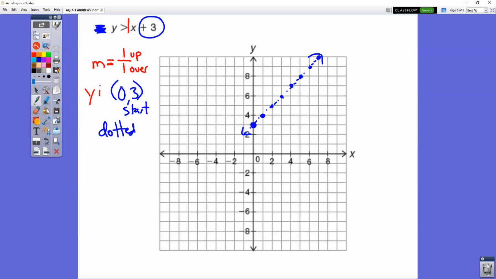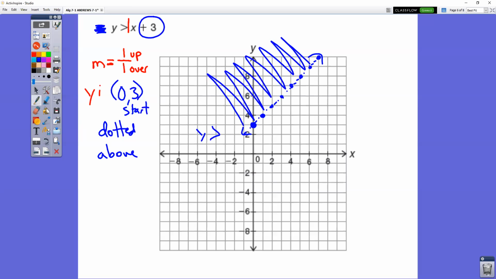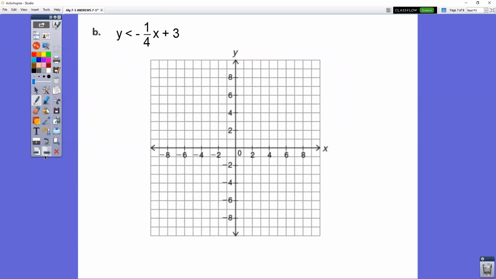We have greater than. Greater than is up above. So we want to shade above the line. Above the line would be up here. And then you should label your line as well. Questions on that one? All right, go ahead and try this one.